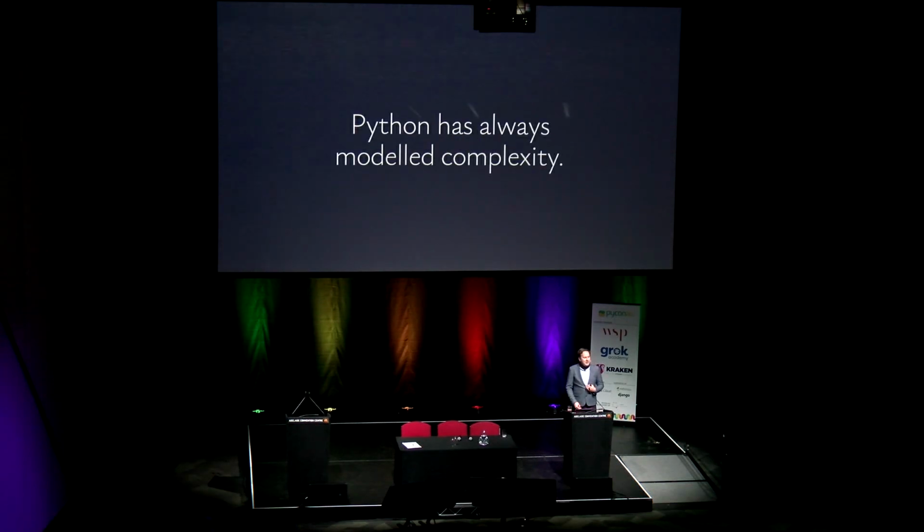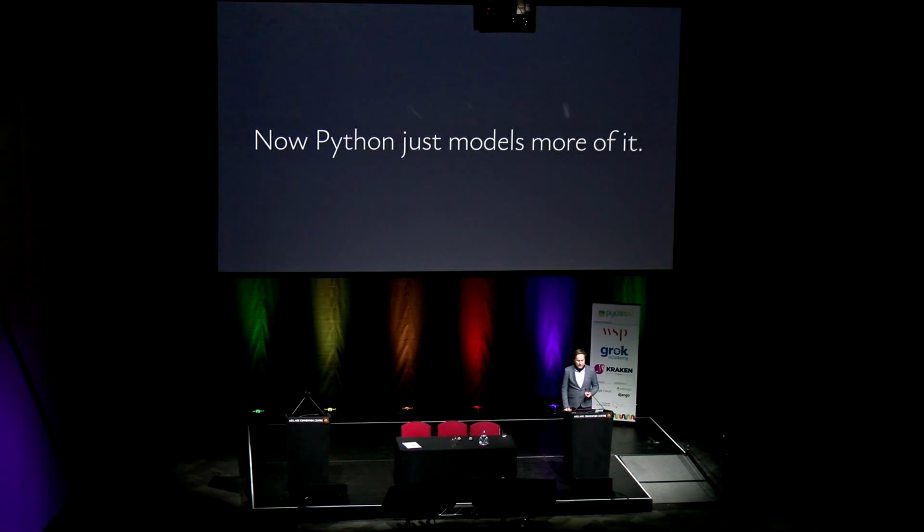Because Python has always been a language that tries to model complexity so that users can write simpler code. And one thing that happens as more people from more diverse use cases decide to use Python to solve their problems is that we discover more cases where Python is just not simple to use yet. So Python just models more complexity for us.